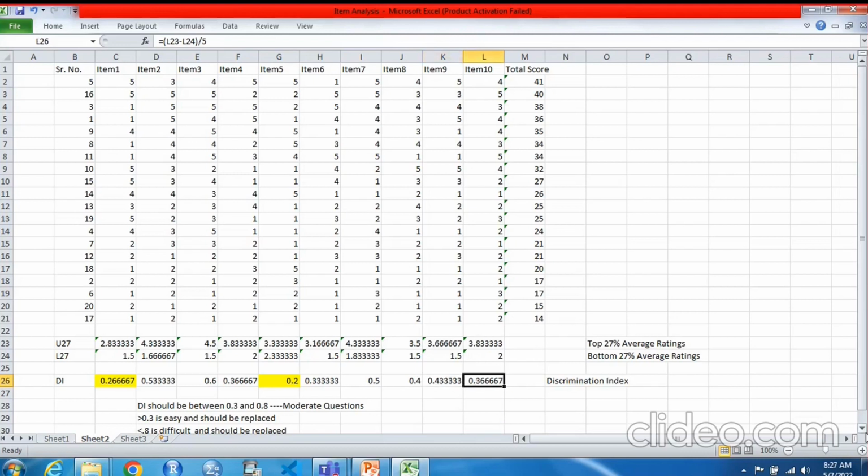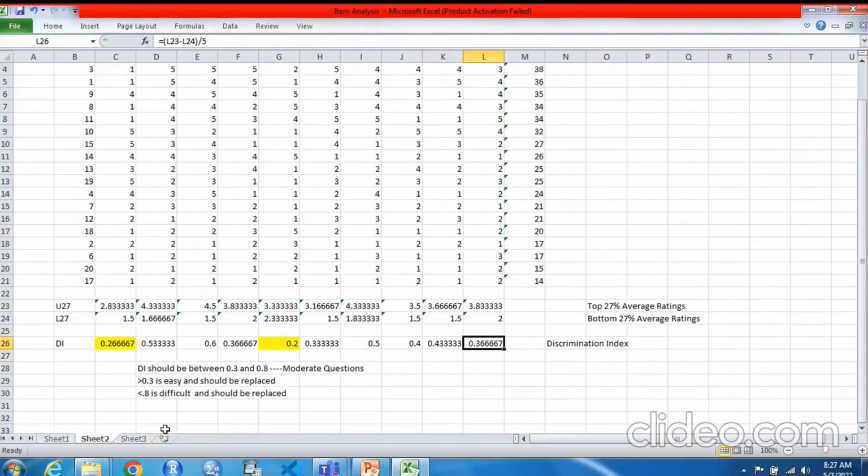So, what is the final analysis? Replace, change the items, question number 1 and 5. So it was very simple. It's quite easily done. I don't know what the question was. I'm just doing an analysis of the outputs of whatever people have responded.